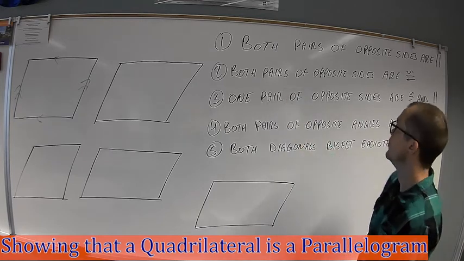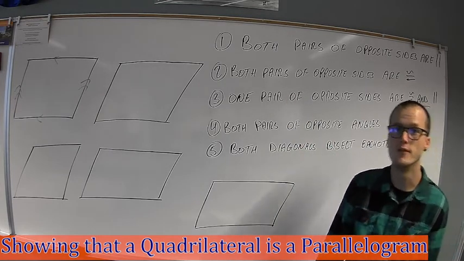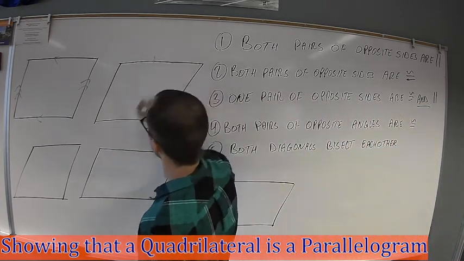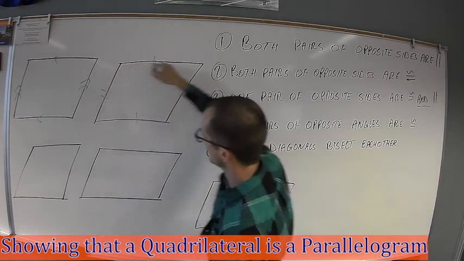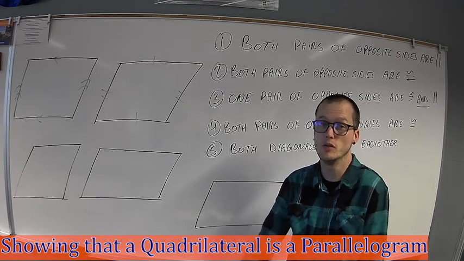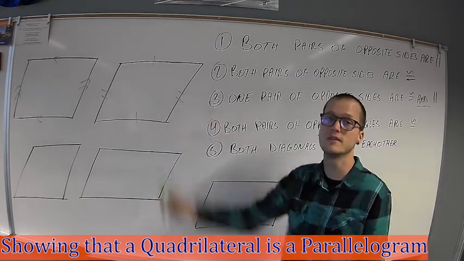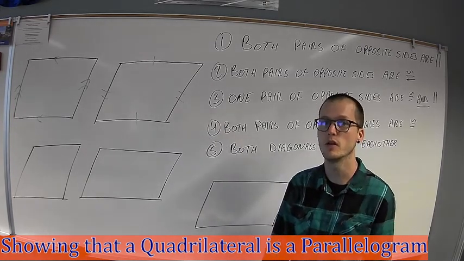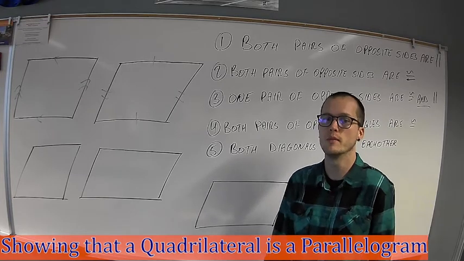Condition number 2, both pairs of opposite sides are congruent. If you can demonstrate that the opposite sides are congruent and the other pair of opposite sides are congruent, then you definitely have a parallelogram. You don't need to do any more. This is enough to say, yes, that's definitely a parallelogram, and all of the properties of parallelograms will hold.